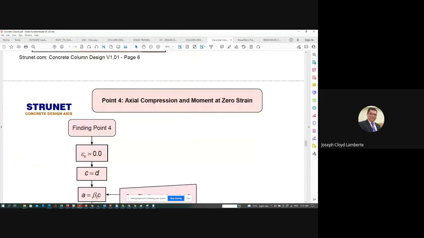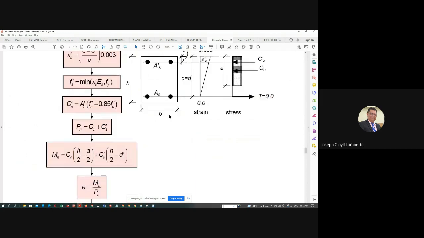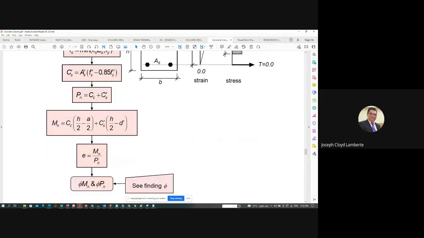Point number 4, actual compression at moment at zero strain. So zero strain sa imong steel diha, sa imong tension nga steel. Wala siya strain, so meaning imong tension diha zero pa. So wala siya labot no. So amo sana makuha nimo ang PN, makuha nimo ang PN which is the y-axis, y coordinate. MN is the x coordinate.